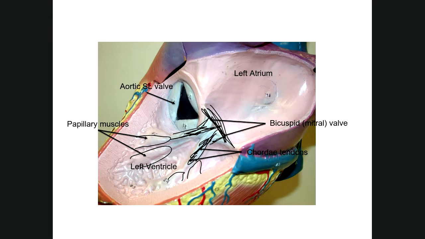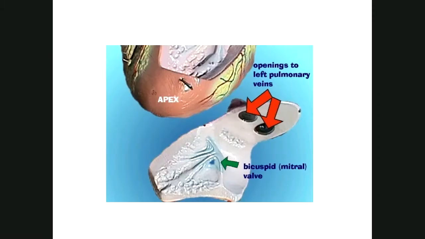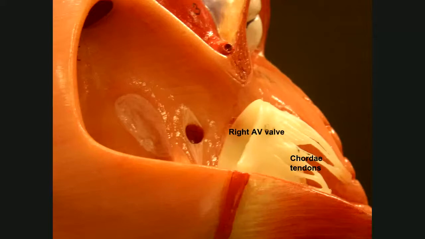Again, that's true for both AV valves. There, and you can see it right there too. Here's the right one. Again, these models, you can't count cusps. Remember, this one only has three cusps, and this one is the tricuspid valve, or the right AV valve. And we're going to have chordae tendons, and down here we're going to have papillary muscles.